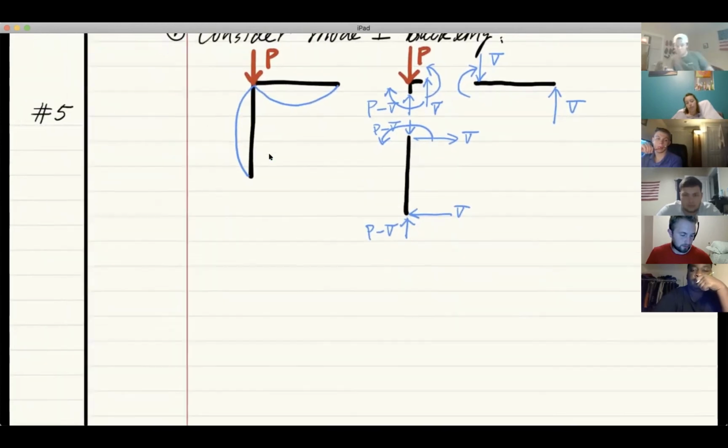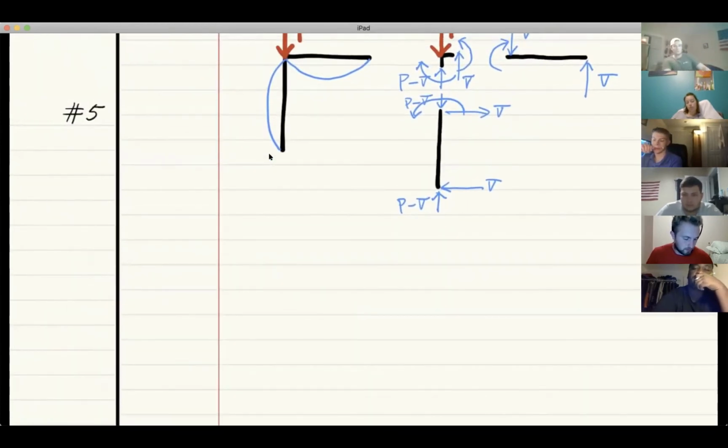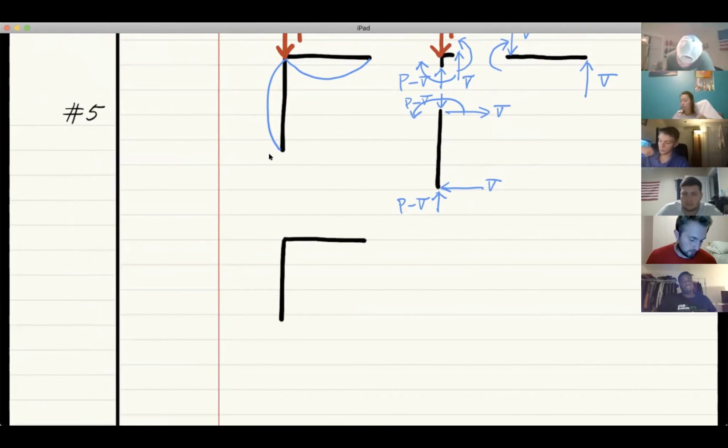So this is the first mode. In the second mode, we can just repeat exactly the same procedure. The second mode looks like this. The second mode is the opposite, which goes, gotta change it. Second mode goes like this. And let's not forget about the force, P here.